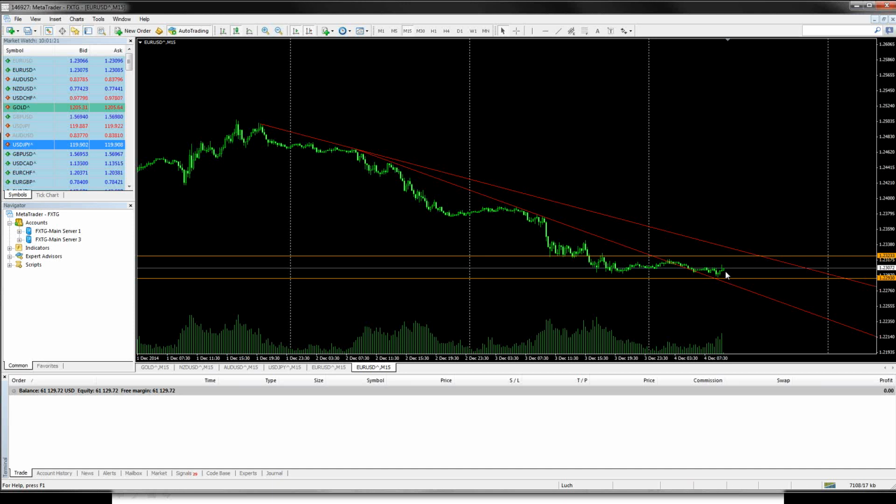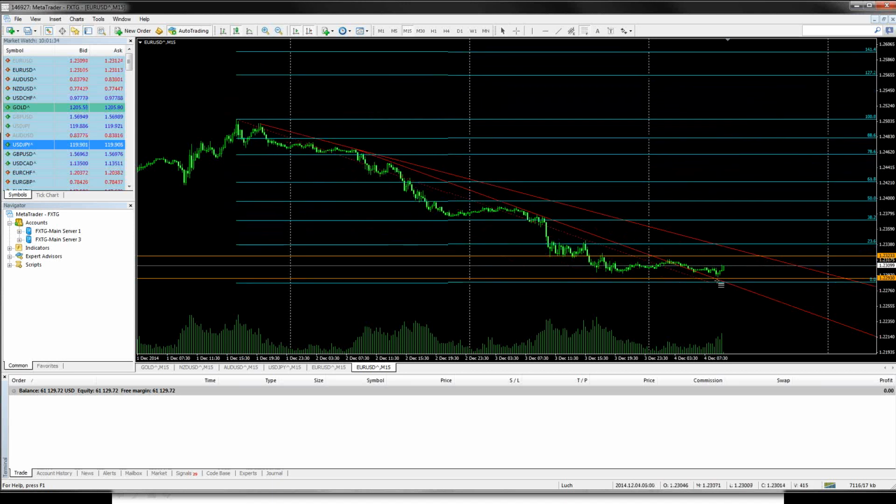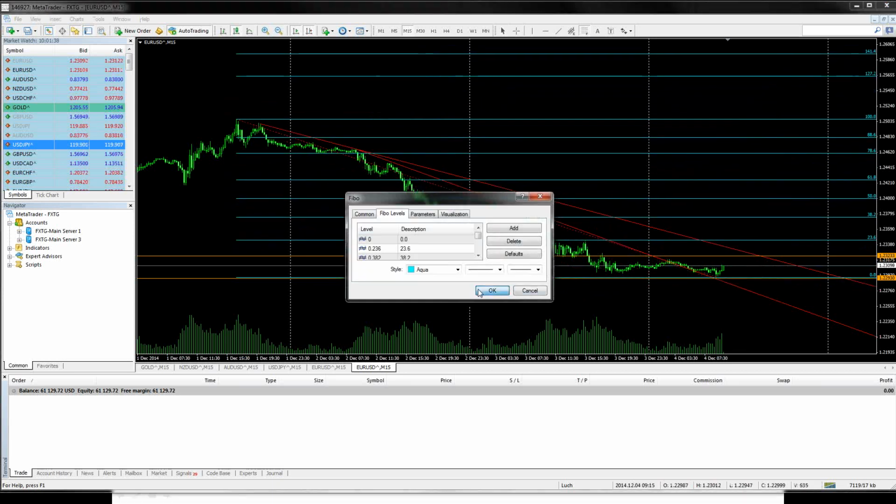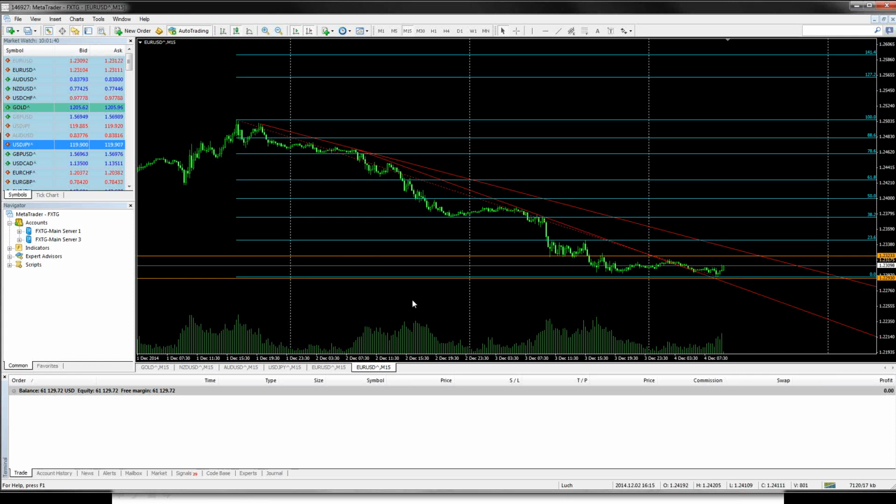Like I said before, looking at this, if I was to assume that this is the bottom of the market, I would use the Fibonacci extension from the top and take it down to here. That's just an extra tool you're using.